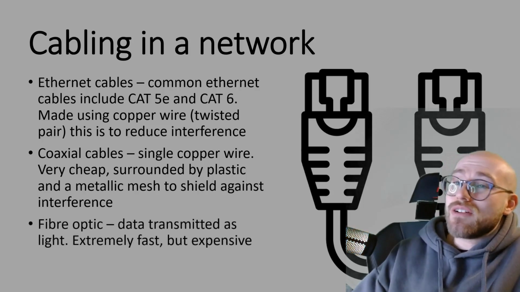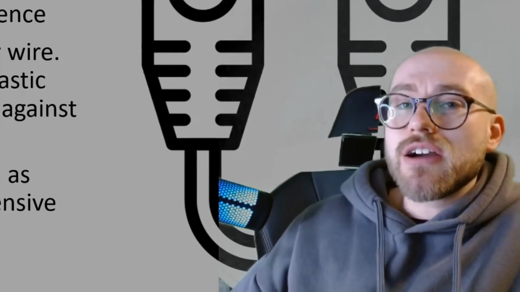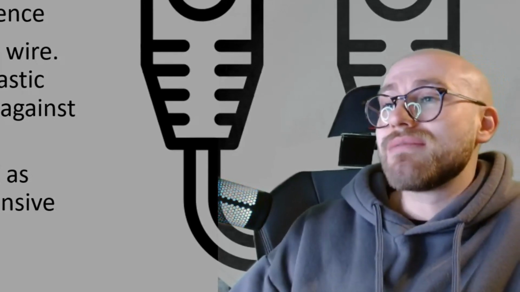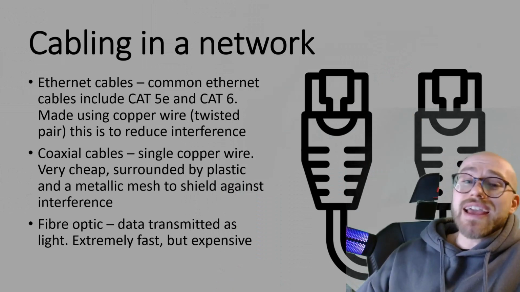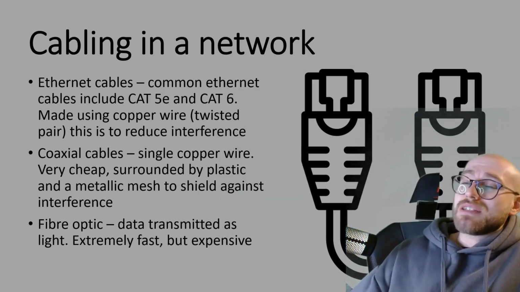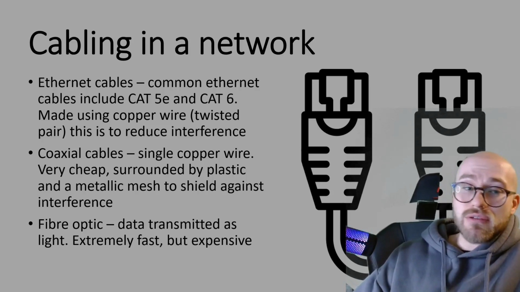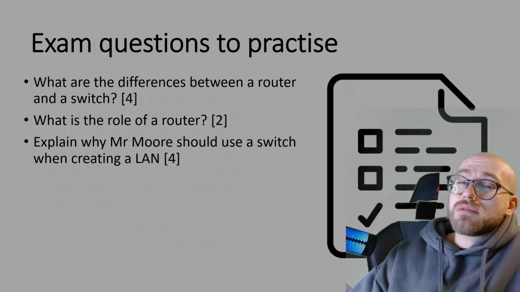And finally, your last cable is fiber optic. Now, you've probably heard of this when you sign up for, say, your internet, like fiber broadband, that kind of thing. Data is transmitted extremely fast because it's transmitted as light. So it's really expensive to install this, but it's actually really effective and the data can travel very fast. Those are our most common types of network hardware.